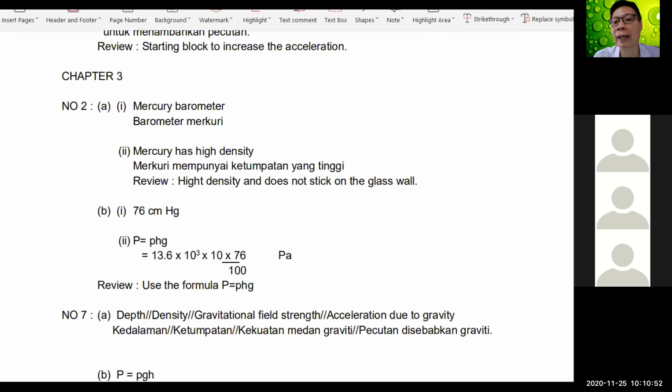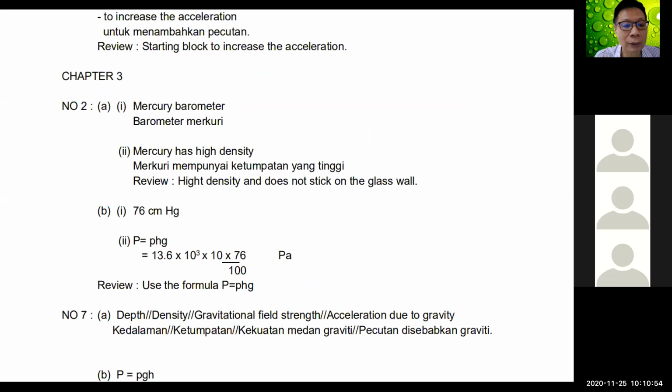Hold on. Let me take out a pen first. So it's either depth, density, or gravitational, so 1, 2, 3. Acceleration due to gravity also can. So there are 4 options here. The liquid pressure is affected by depth, density, acceleration due to gravity, or gravitational field strength. Okay, so this one is settled.